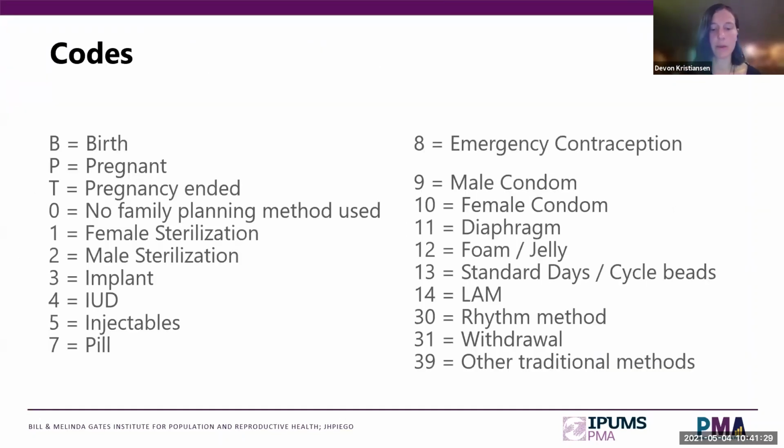These are the codes that represent the contraceptive behavior or fertility status in each month. This list is available on our website for your reference. As I mentioned, on the IPUMS PMA website, we systematically document every variable, and every variable has a codes page so that you see what code corresponds to its value. Next slide, please.